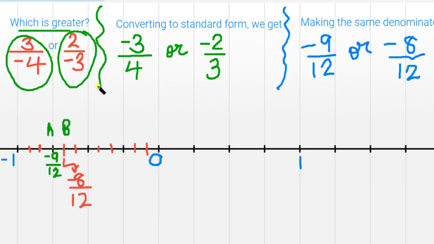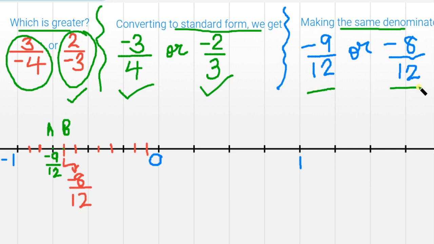So what are the steps we have learnt just now? The first step was to convert the given rational numbers into standard form. The standard form of 3 upon minus 4 will be minus 3 upon 4, and the standard form of 2 upon minus 3 will be minus 2 upon 3. Next step was to compare the denominators. Here both the denominators are different, so I have to make them the same. In order to make the denominators the same, I just have to take the LCM and convert them into equivalent denominators. So the first number will become minus 9 upon 12 and the next number will become minus 8 upon 12.